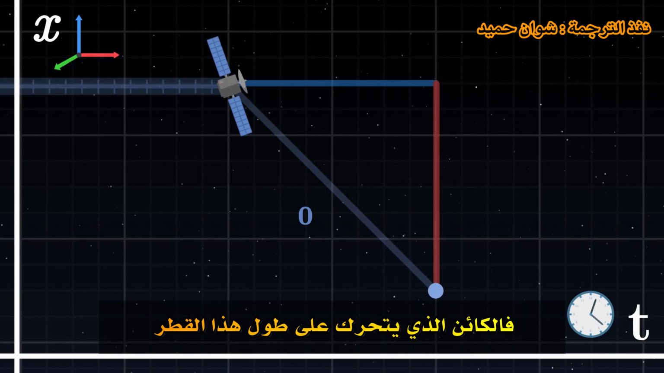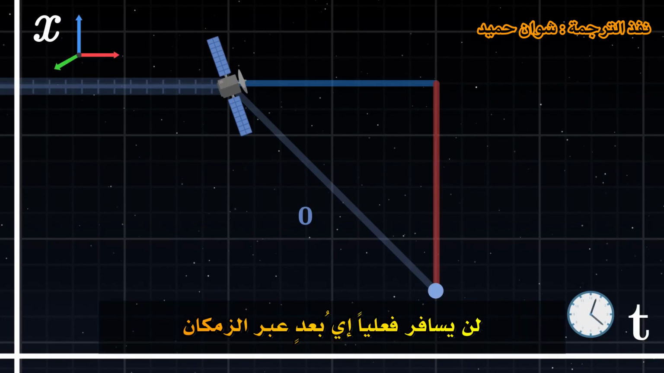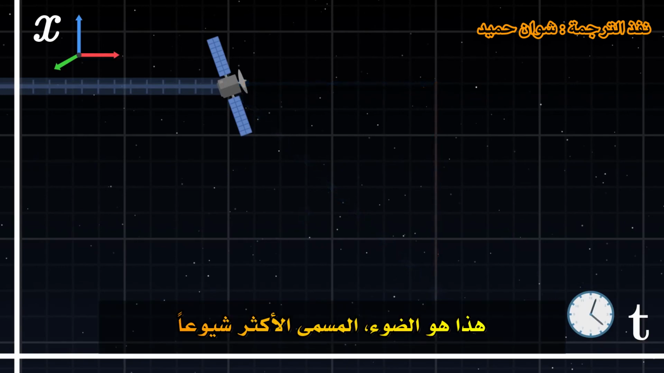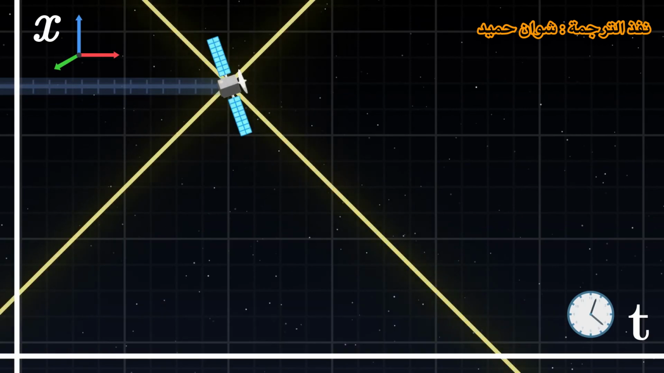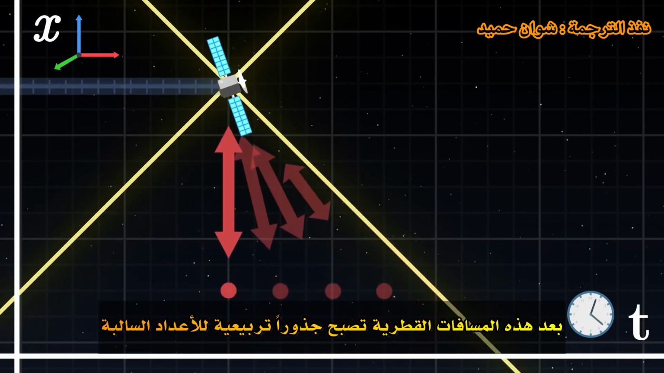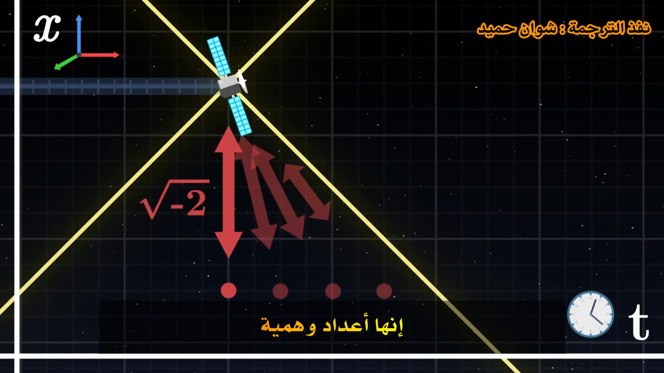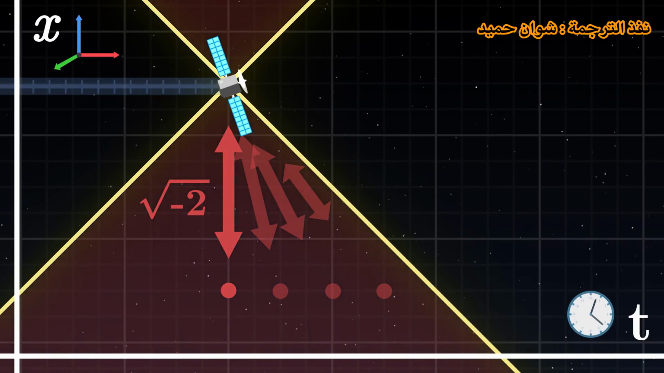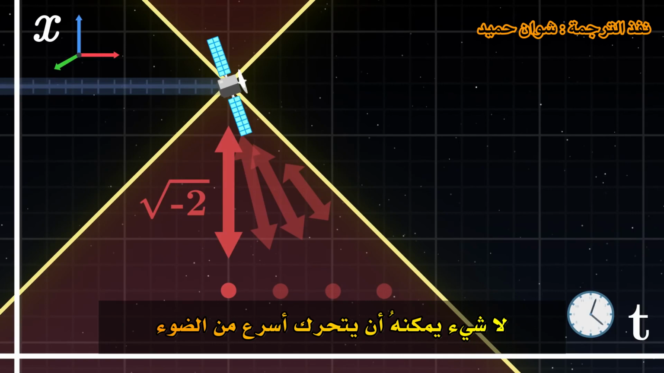An object moving along this diagonal would actually travel no distance through space-time, and its proper time, the graduation along its trajectory, would not pass. This is more commonly called light. Beyond this diagonal, distances become square roots of negative numbers. They are imaginary numbers, and the satellite will never be able to reach such points. Nothing moves faster than light.